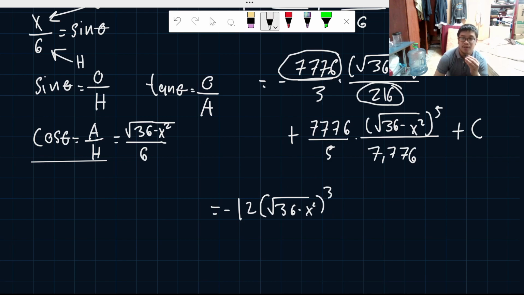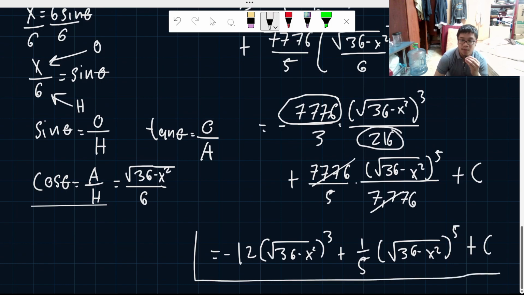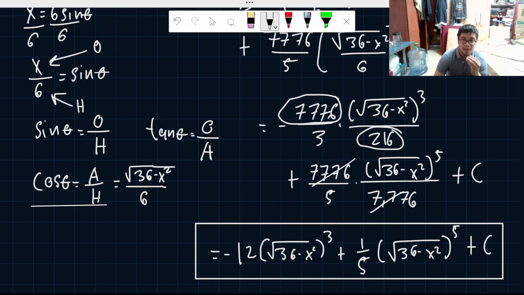Now, how about here? This one is actually easy because all we need to do is just cancel out 7,776 on both sides. All right? So what's left is we will have 1 all over 5 times the square root of 36 minus x squared to the fifth power. And that is our answer. All right? That is our answer.